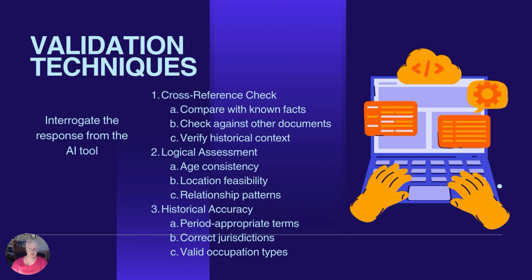Your validation checklist might include the following: a cross-reference check, a logical assessment, and historical accuracy, where you're interrogating the responses from the AI tool. You might want to ensure that names follow period conventions, dates are historically possible, that the locations existed at the time, and occupations match the era, and the relationships make sense.